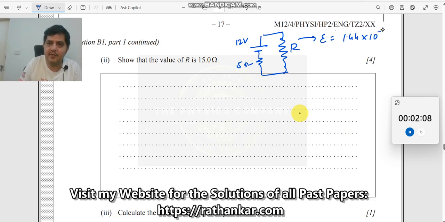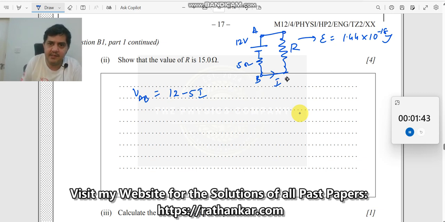1.44 into 10 to the power of minus 18 joules. This is what is being given. Now how do we do this? The potential difference across these two ends, namely A and B, if I is the current passing through the resistor, VAB can be written as 12 minus 5I, because some amount of potential difference is dropped here.